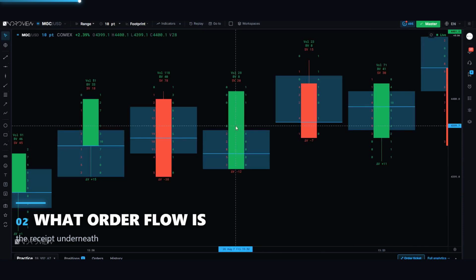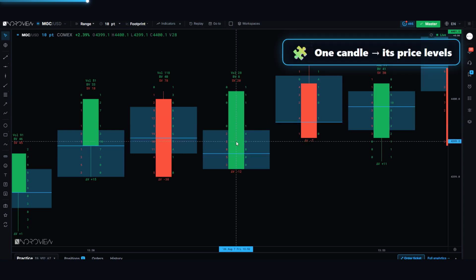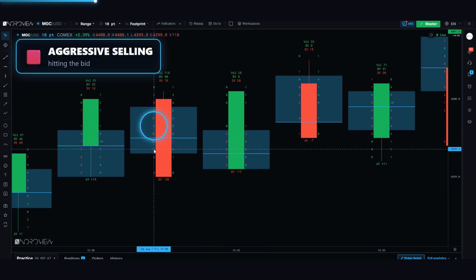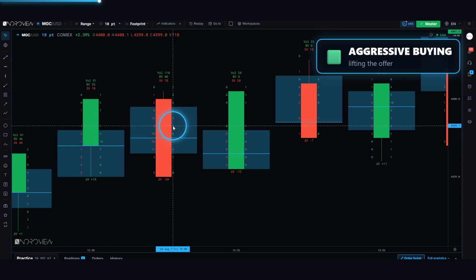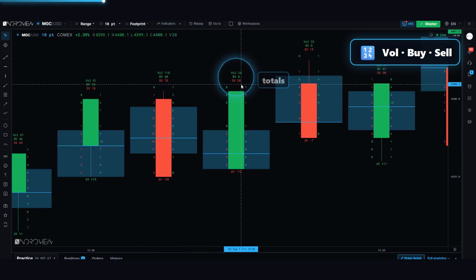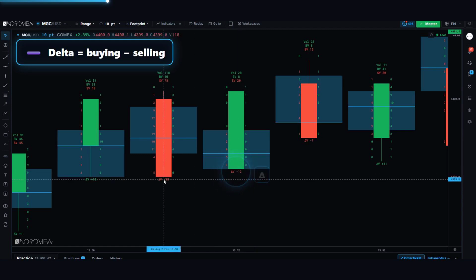Now let's open one of those candles up. This is the same market, the same period, the same data, but this is a footprint chart. Instead of one solid colored body, every candle is now broken apart into price levels, and at each price level you can see the actual volume that traded right there, split into 2 sides. Red on the left is aggressive selling, traders hitting the bid. Green on the right is aggressive buying, traders lifting the offer. Above each candle you get the totals: volume, buy volume, sell volume. Underneath you get the delta. That's buying minus selling for the whole bar.